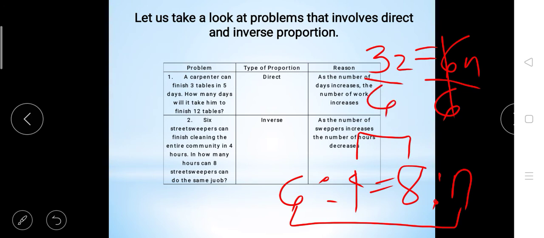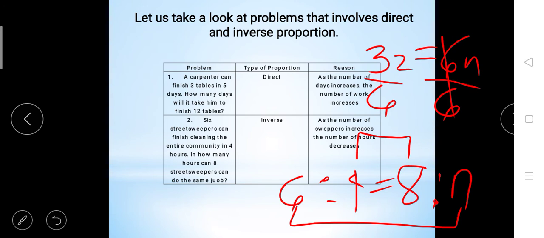32 divided by 6 is equals to 5 and 2/6 or 5 and 1/3. Okay, so yung 32 over 6 po, pag ginawa po natin siyang mixed fraction, that will give us 5 and 2 over 6 or 5 and 1/3.